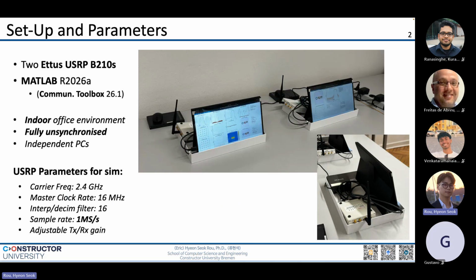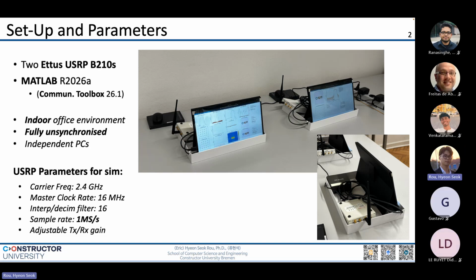So first, to describe the setup that I used. We had 2 USRP B210s. These are kind of the very baseline USRPs with good functionality that we have. And I also used MATLAB and its communications toolbox. So I didn't use GNU Radio. It was fully MATLAB from beginning to end.